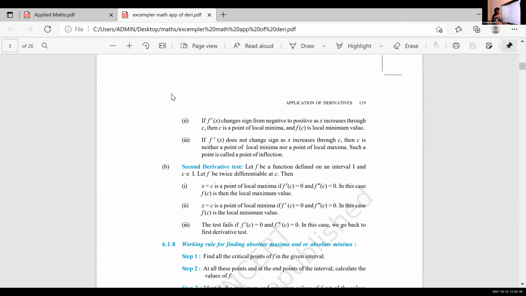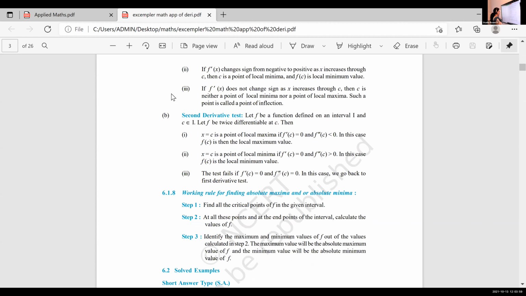Suppose f dash of x does not change the sign. If you take a value less than c and a value greater than c, and the sign is not changing, that is called a point of inflection. It is neither local maxima nor local minima. So if f dash of x is not changing the sign, it is neither local maxima nor local minima.